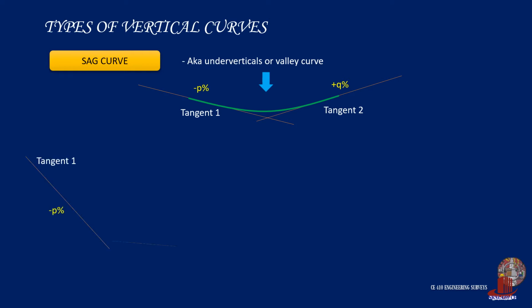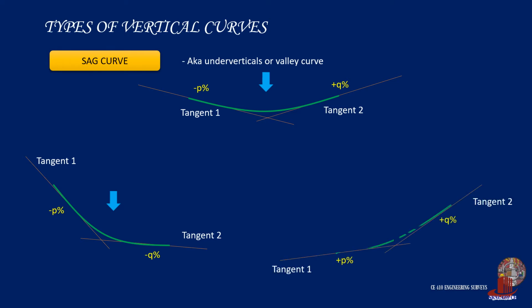The second case uses both negative grades, where the first grade P is steeper than the second grade Q. And the third case uses both positive grades, where the second grade Q is steeper than the first grade P. All combinations with their special conditions create curves concaving downwards, thus they make sag curves.